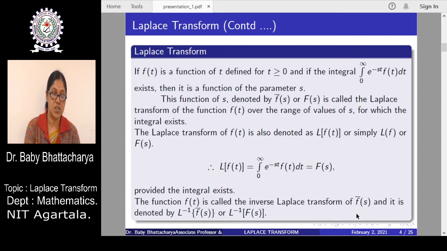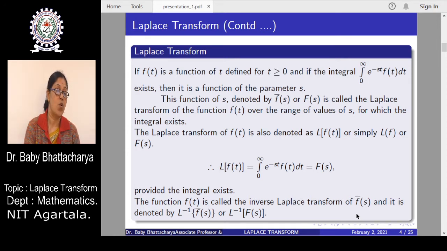Therefore, the Laplace transformation of the given function f(t) appears in the form of an improper integral, integration from 0 to infinity of e to the power minus st f(t) dt, which is denoted by F(s). Now here, from the definition of integral transform, we are using the kernel as e to the power minus st, and we are considering the limits from 0 to infinity. So we have the Laplace transformation of the function f(t) in the form of capital F(s), provided the integral exists.